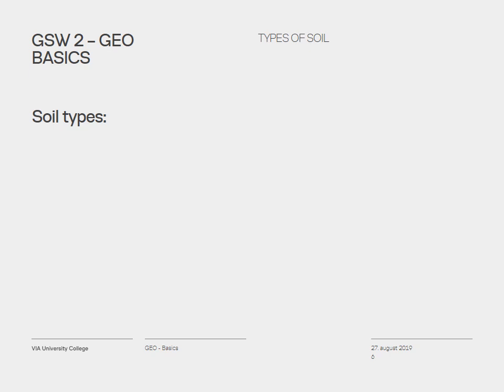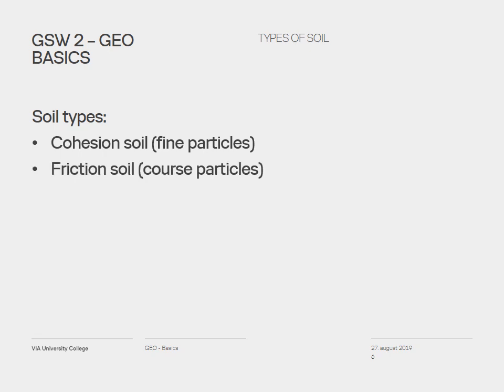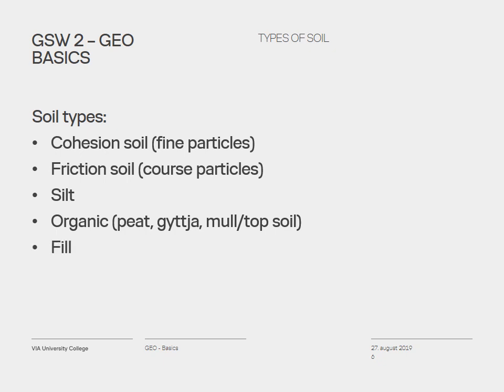So to summarize which types of soils we normally work with in Denmark, we have cohesion soil, the fine particles, friction soils, and silt, which can act both as a friction soil but also as a cohesion soil. Organic soils, of which we have different types, and also the man-made soils, which we more commonly call fill. Rock is not very common in Denmark. Bornholm has bedrock, and you can sometimes find limestone in Copenhagen, but it's not very often that we work with rock either.